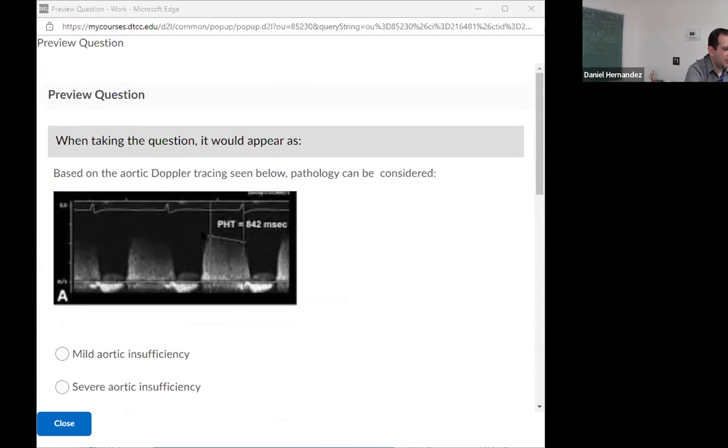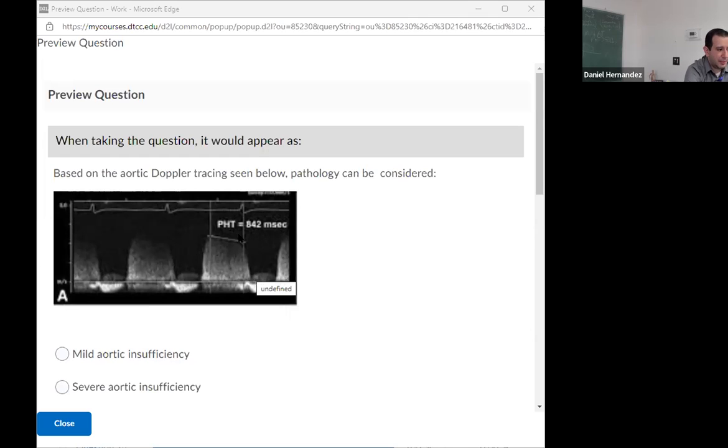If it was severe, this would be a very sharp decline, a very steep slope, which indicates a very short pressure half time. And it would be very bright, very echogenic, so we'd see echoes down here within that tracing. This is considered fairly faint. It's filled in, but not as bright as the actual outflow velocities that we see down here.